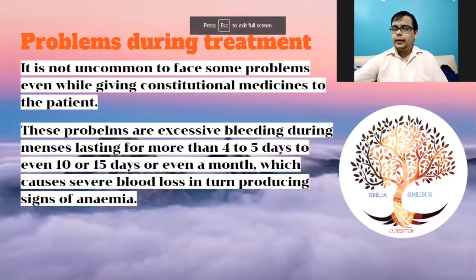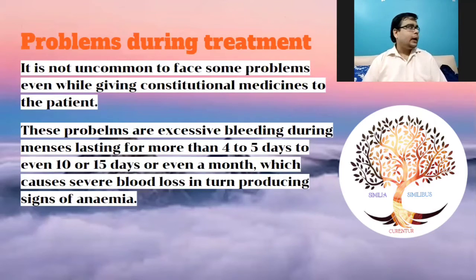Next, while discussing, we need to understand what problems come up during the treatment. It is not at all uncommon to face some problems even while giving constitutional medicines to the patient, because there might be excessive bleeding during menses lasting for more than 4 to 5 days, even 10 to 15 days or even a month, which causes severe blood loss and in turn produces signs of anemia.